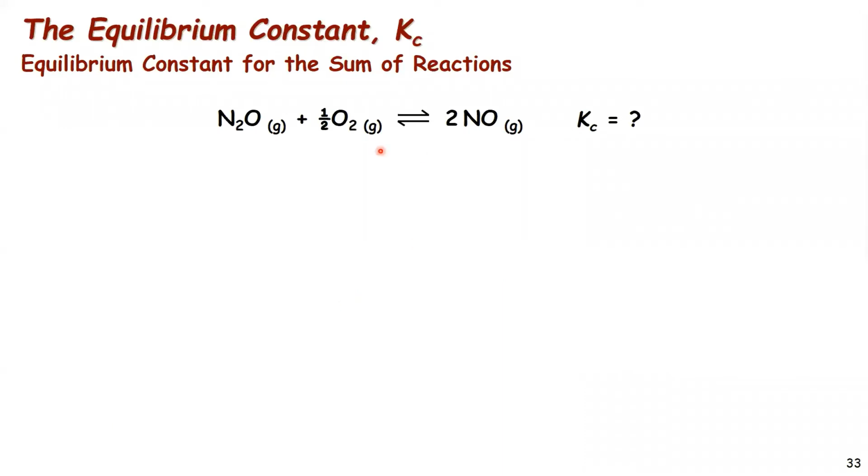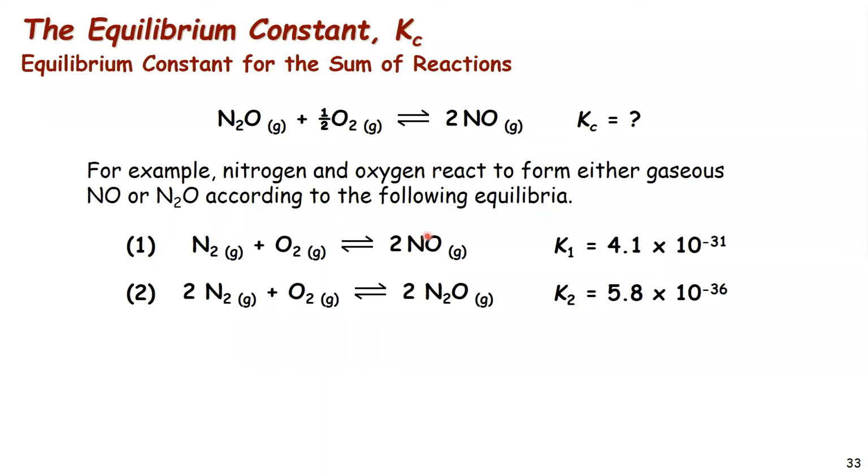Okay, so let's try an example. Let's say I want to know the equilibrium constant for the reaction between nitrous oxide and oxygen to form 2 nitric oxide molecules. But for whatever reason, I can't perform this experiment and determine the equilibrium concentrations. But I do know of a couple of other examples.